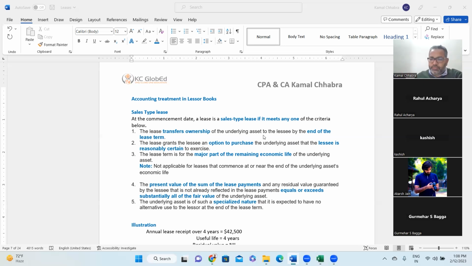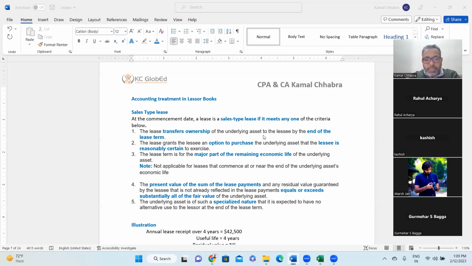Basically, after the end of the 10th year, the asset will be transferred to the lessee. In that case, the first point is met, although the third point is not met, so we'll still consider it as a sales type lease. Absolutely, finance lease, yeah, sales type lease. Correct, that's very true. So only this third point criteria you should not consider. Okay.